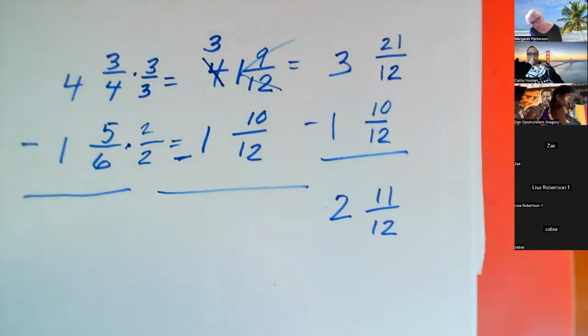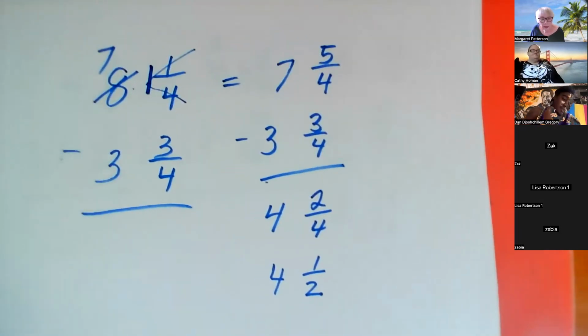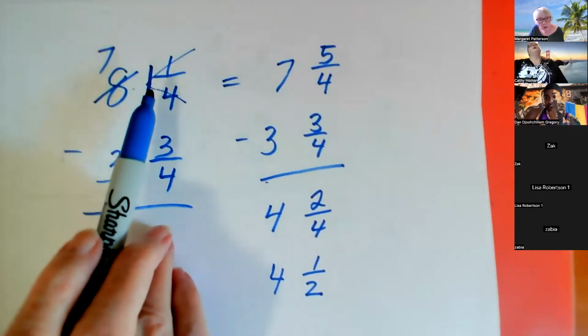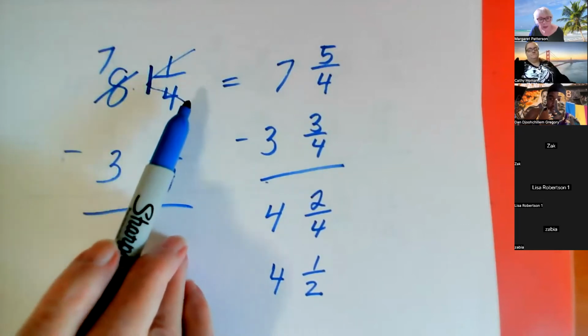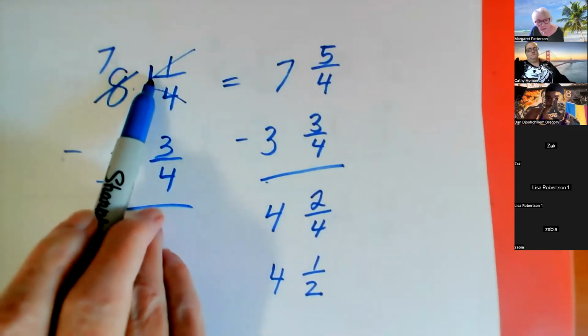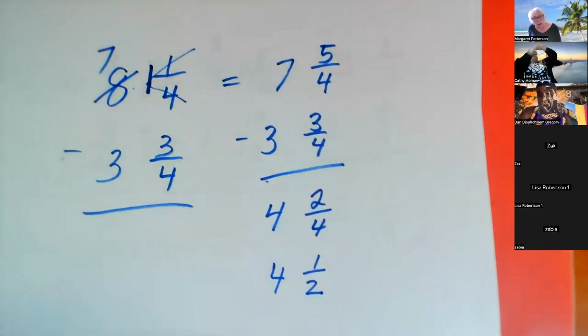Can I see the last problem that had the borrowing? So I think this was the original problem. So the 8 became a 7. The 1 went over here, so it's 1 1/4. We then made that an improper fraction, which is 4 plus 1 is 5/4. I see. Okay.